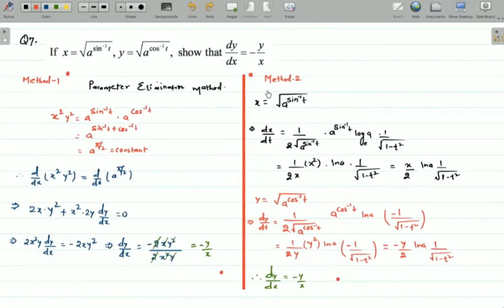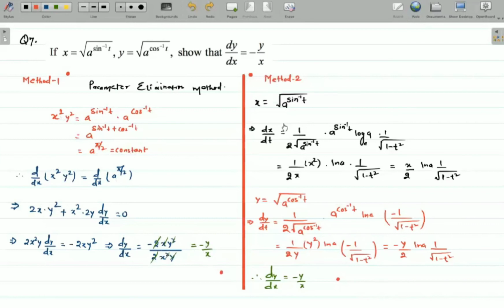I will discuss 2 methods to solve this problem. First is the parameter elimination method. As the parameter is t, I can square and multiply. If I do this, I know the sin inverse t plus cos inverse t. We know that bases are the same, so powers will get added using laws of exponents. So this will give pi by 2. So you can see t is getting removed. We are getting a constant. I can differentiate both the sides here. This will give you 0. Then we have to use the product rule. So we'll get this. Now dy by dx will become a ratio of this. We'll cancel out the common part. We'll get minus y by x. This is what we have to do.